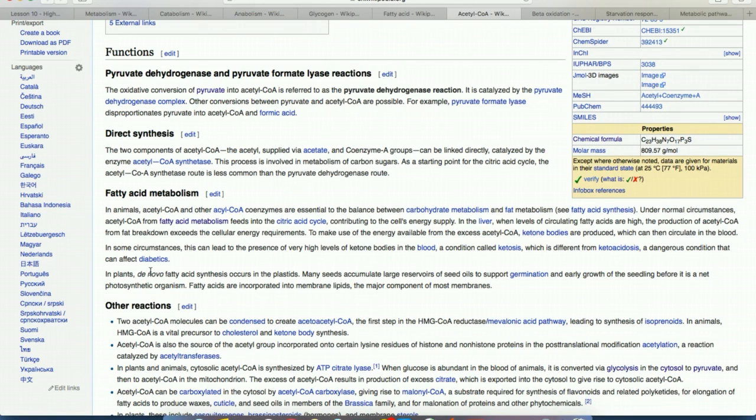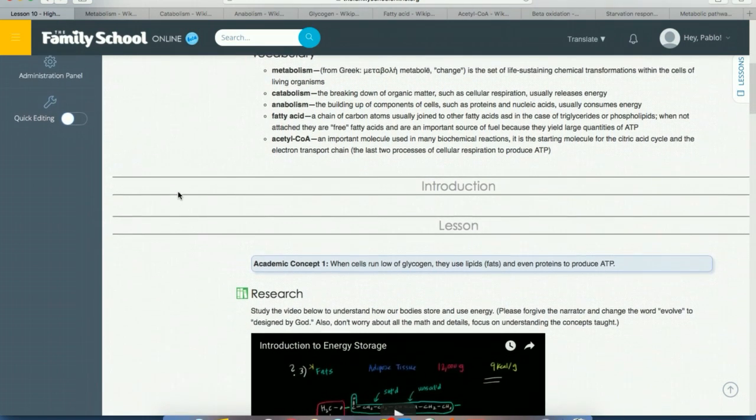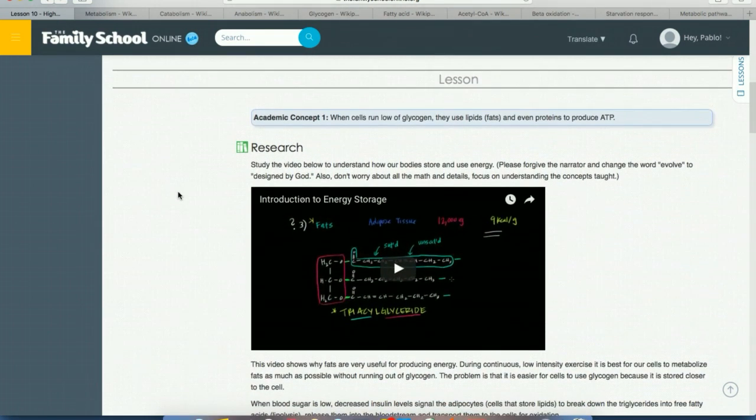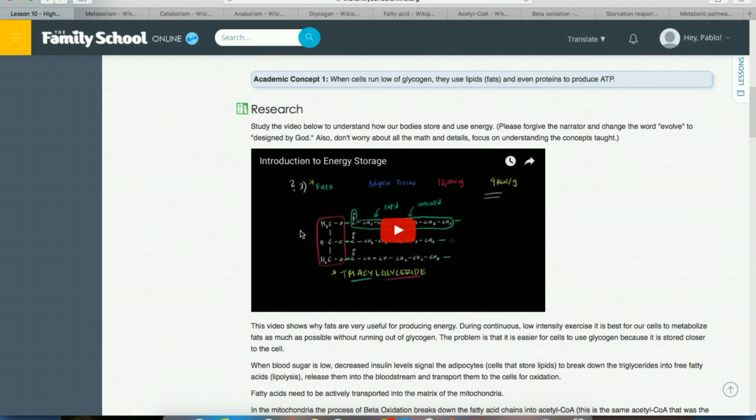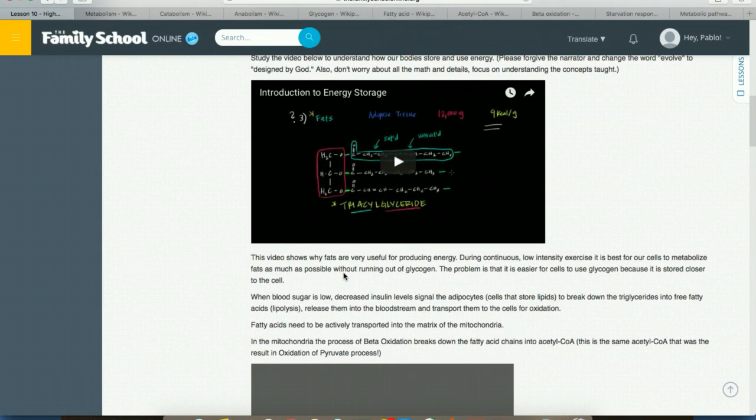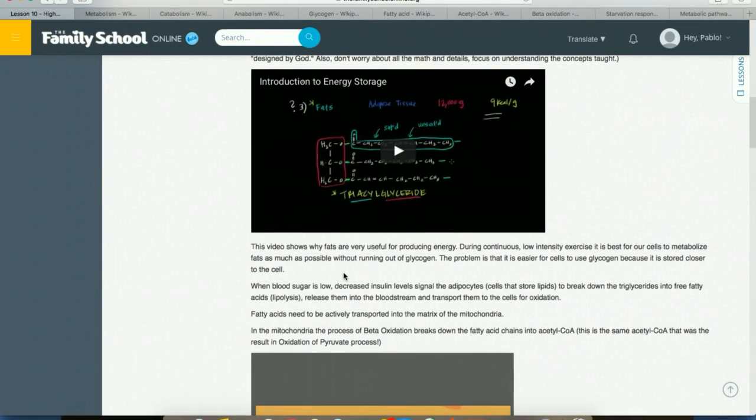All right. So it seems that pyruvate forms acetyl-CoA, and fatty acid metabolism seems to be what we are going to be studying today. So let's go back to the lesson. When cells run low of glycogen, they use lipids, fat, and even proteins to produce ATP. Here we are going to watch this video and learn about the triglycerides, the fatty acids, how they are broken down into acetyl-CoA, and how much ATP they produce.